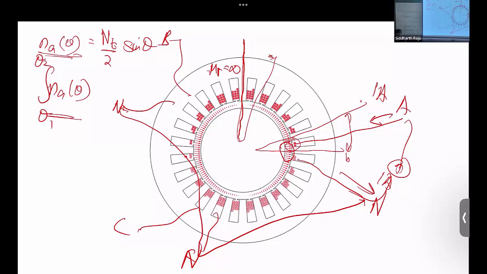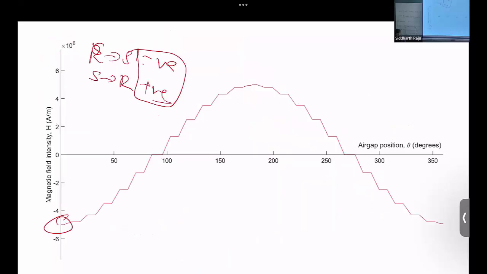What will be the B in the iron? Will that also be zero? If I give you the plot of H in the air gap, let's start with a simple one, what will the B in the air gap look like?